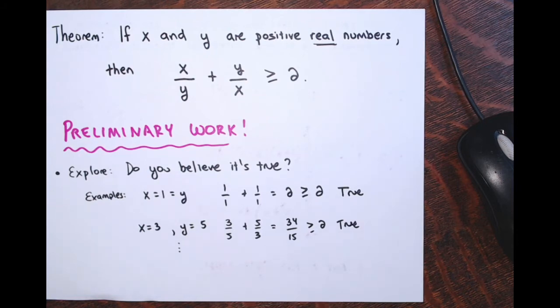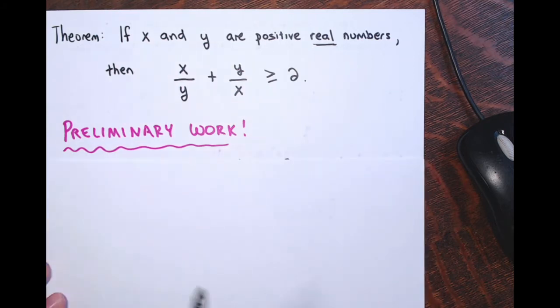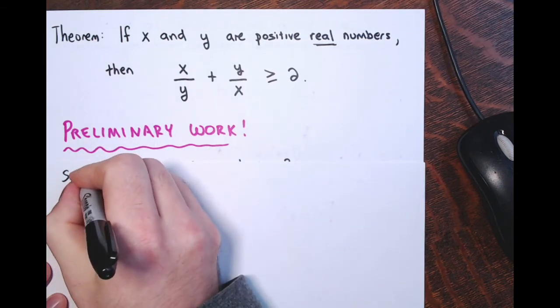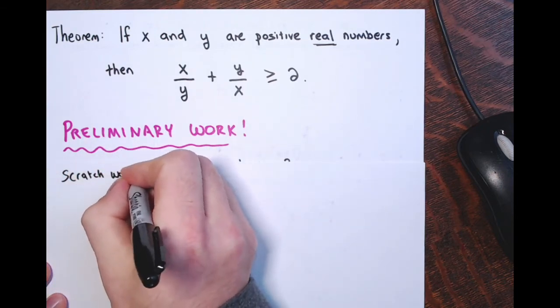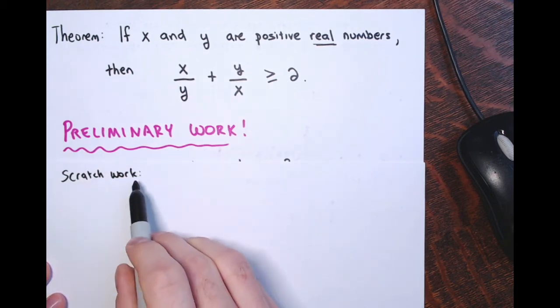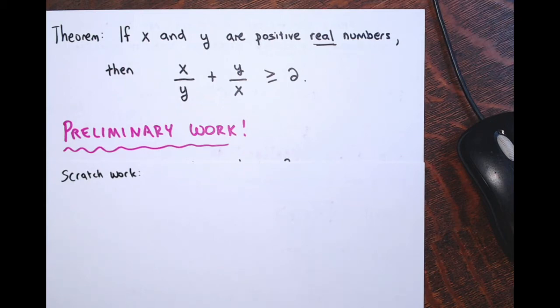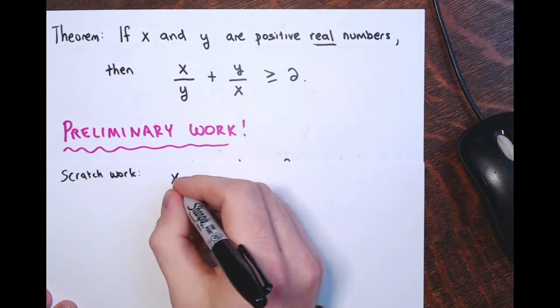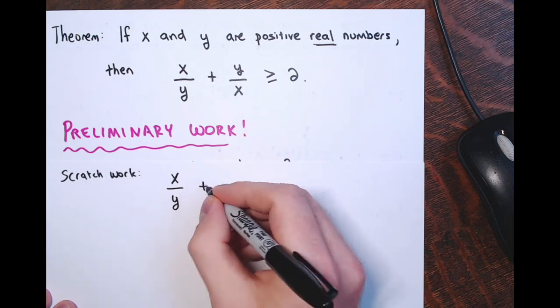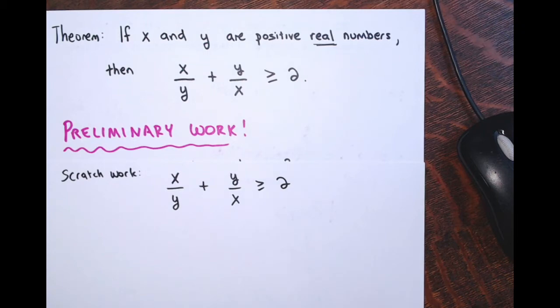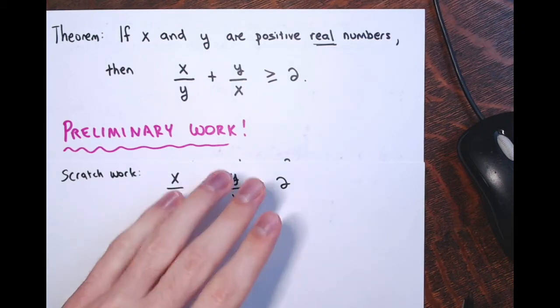Now you think, how would I go about this? Maybe do some scratch work. Again, this is preliminary work. This is not the proof. Then perhaps I do some scratch work. In scratch work, you can start at the end, because this isn't the proof. So I write down that statement: x divided by y plus y divided by x is greater than or equal to 2. And I start messing with this. I start doing some algebra.